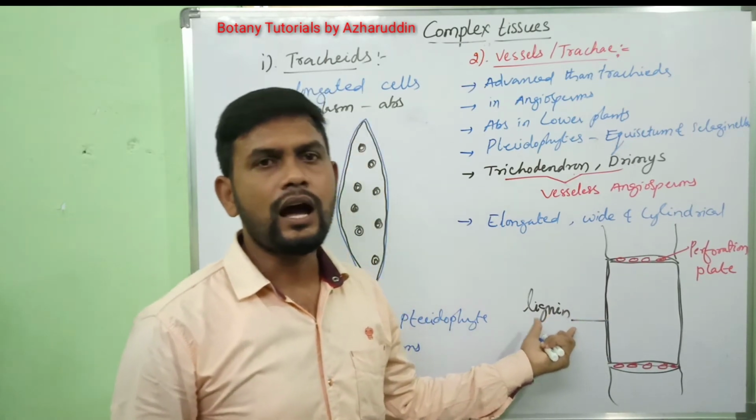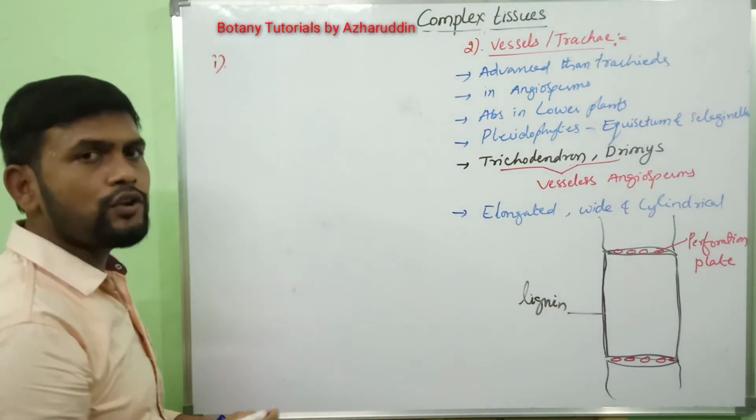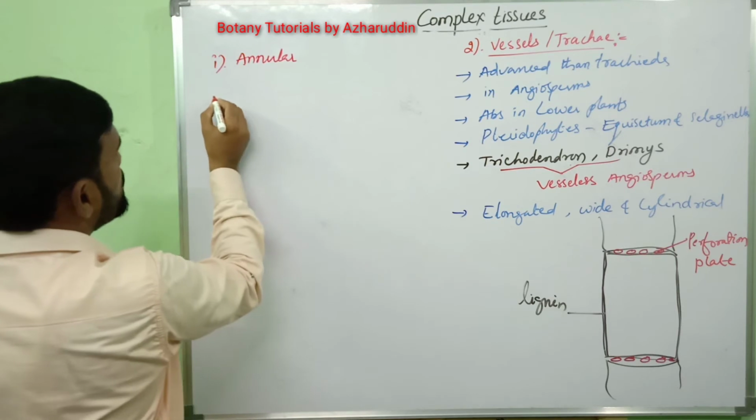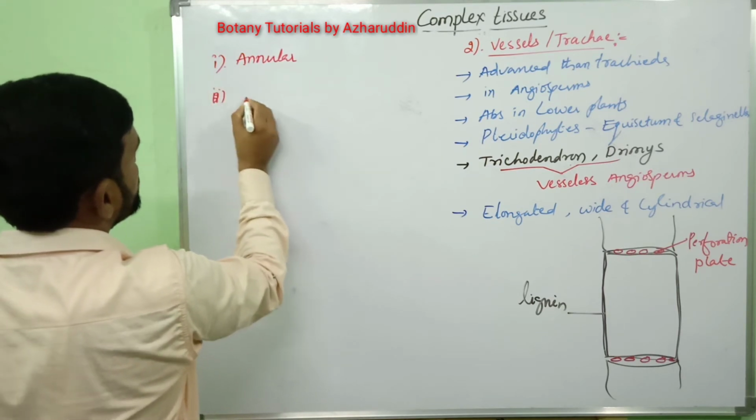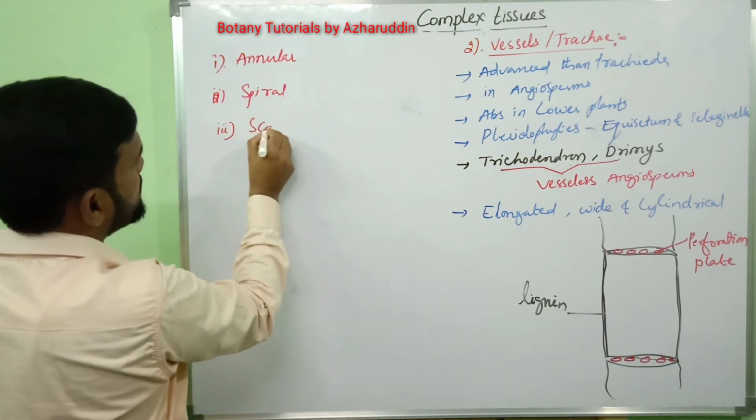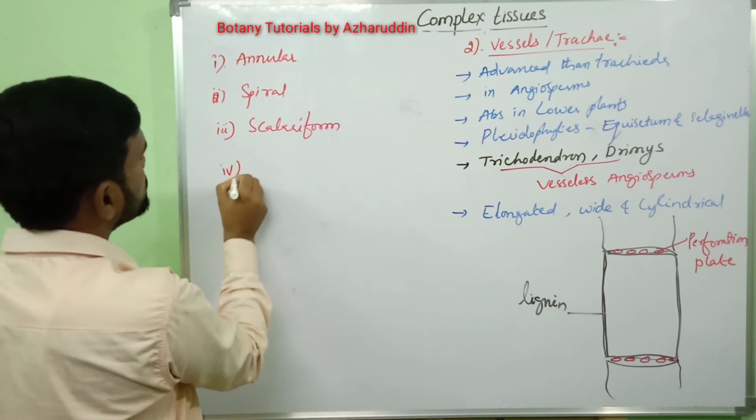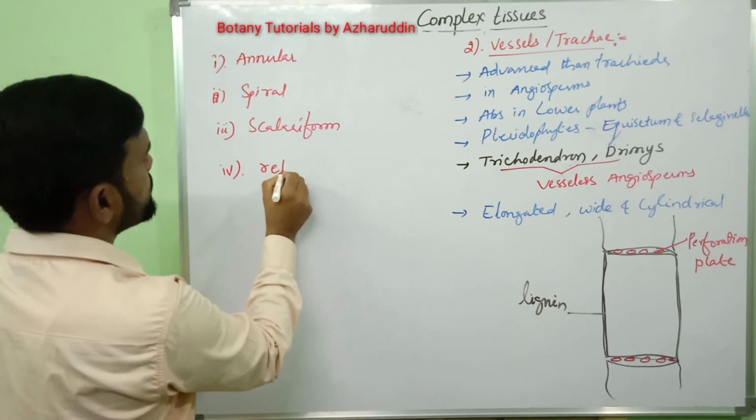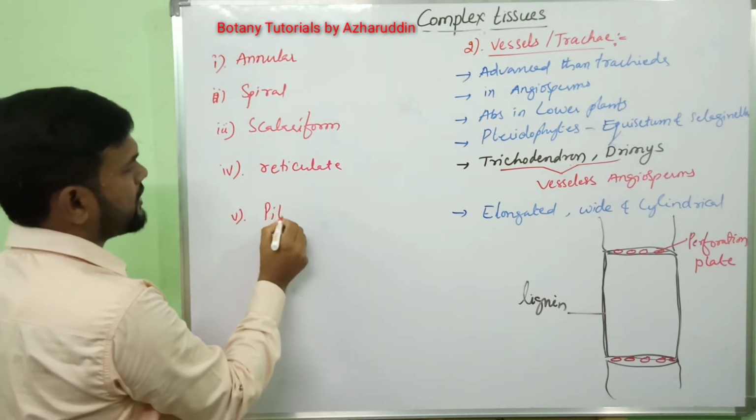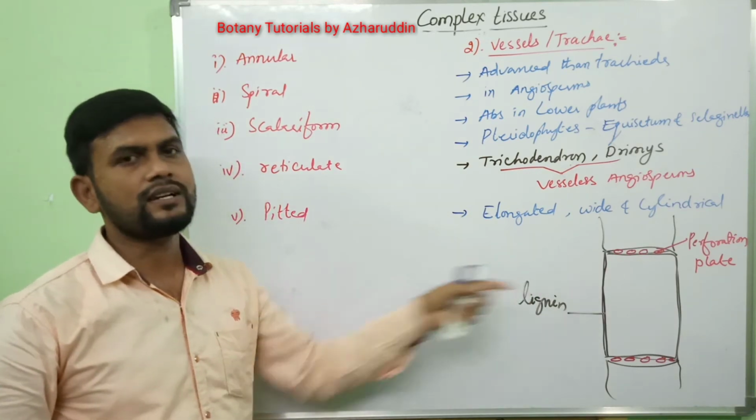The cell wall thickenings occur in different patterns. They are: number 1, annular thickenings. Number 2, spiral thickenings. Number 3, scalariform thickenings. Number 4, reticulate thickenings. And number 5 is pitted thickenings. These 5 types of thickenings are present on their walls.